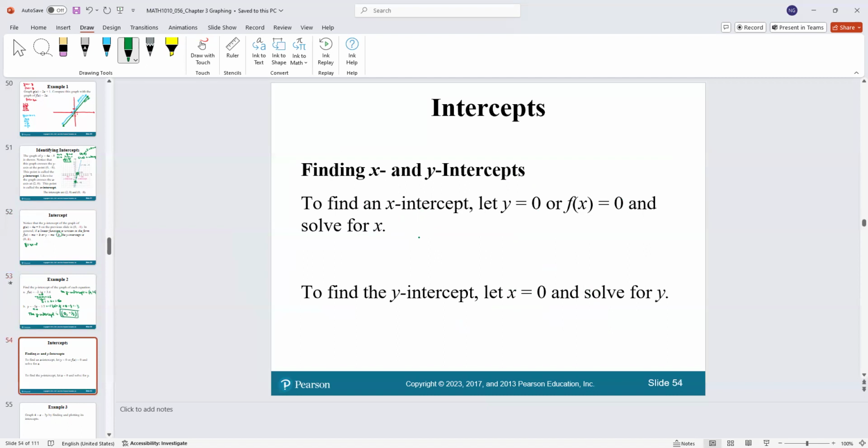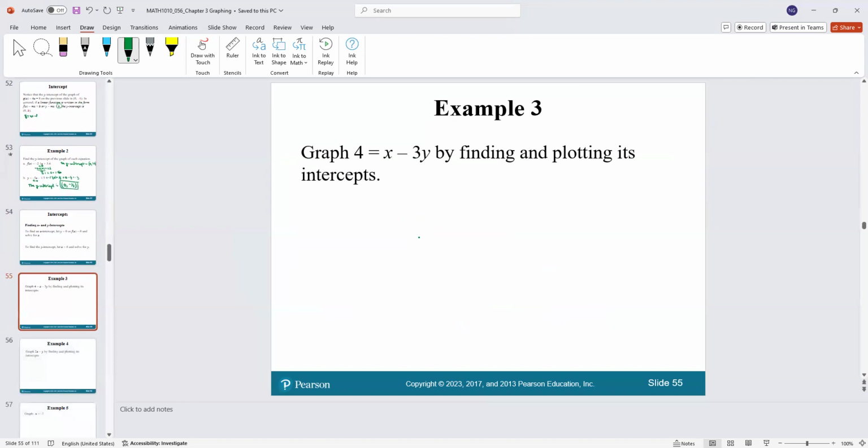Now, we said finding y-intercept and x-intercept. To find the x-intercept, we let y equal to 0. We keep saying that, and we solve for x. And to find the y-intercept, we let x equal to 0, and we solve for y. Okay, this is for functions where we don't have the regular format where you have y equal mx plus b, all right? To say, oh, b is the y-intercept. Here we have x minus 3y equal 4. I can leave it like this, but they ask us to find the x-intercept.